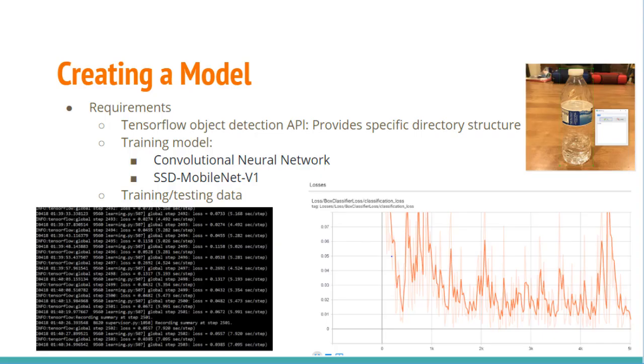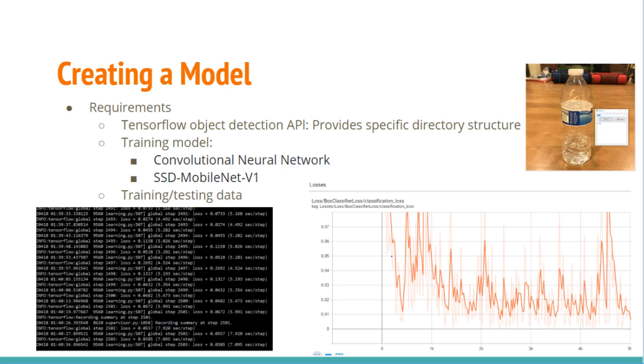When creating a model, there are a few requirements. One being the TensorFlow Object Detection API, which is a structure for the files and records that are being stored during the process, a set of training data as images, and a training model. In essence, the training model is being fed hundreds of images with specific known labels during the training, and then it's tested. The longer the model is trained, the more the accuracy improves.